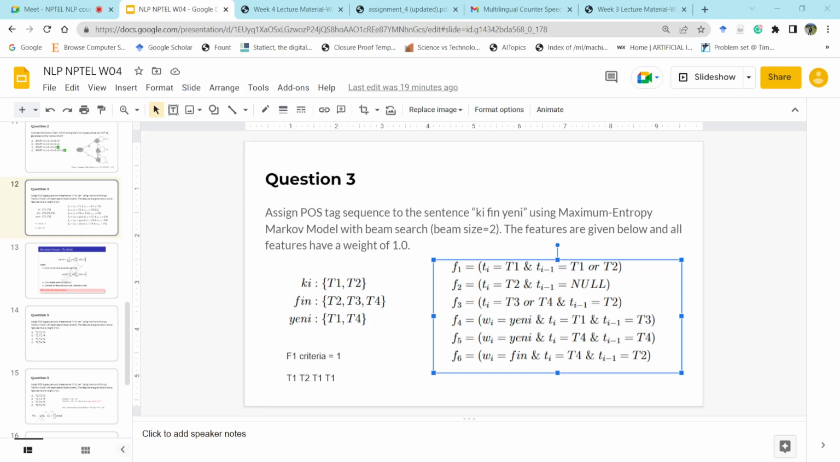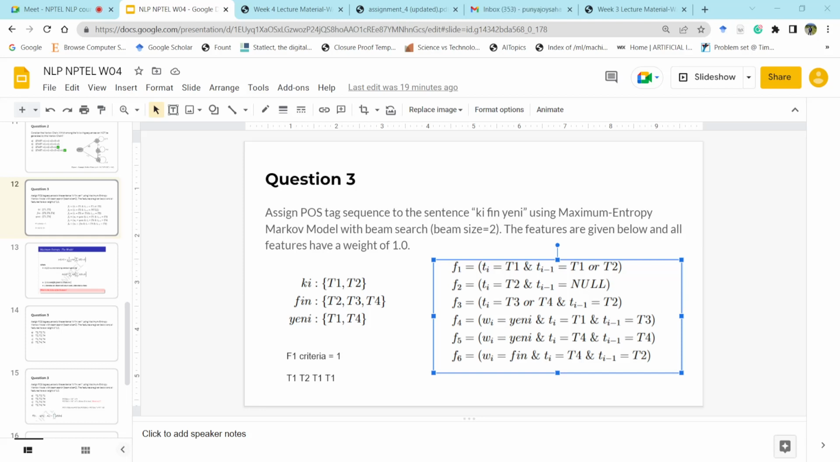Okay. So we will take a few extra minutes and solve at least one part of it. Now let us move to the second part, that is P of T2 given FIN.